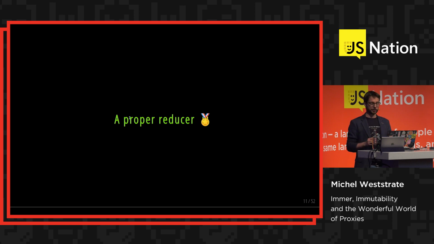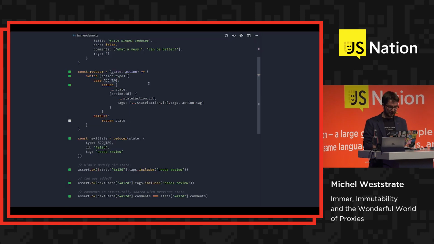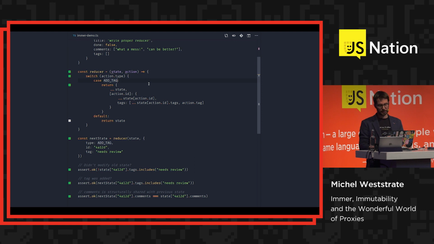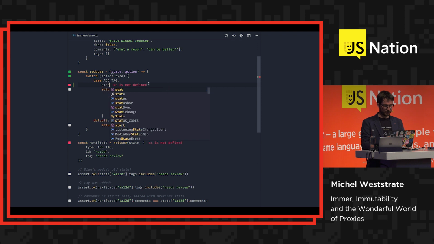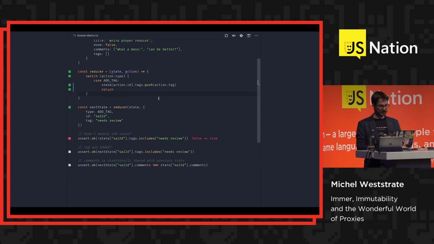Let me write a proper reducer, or at least what I think a proper reducer looks like. So we are going back to this demo, and I'm going to make this reducer a little bit simpler. I'm going to make it a bit straightforward, because what I want to do is update that relevant to-do, take the tags, and push the right thing on top of this. This is straightforward to me. And then I throw away that chisel and that chisel. And so this is my proposal for a proper reducer.